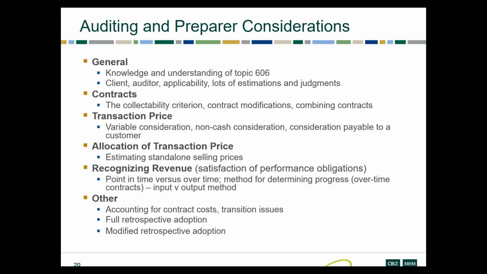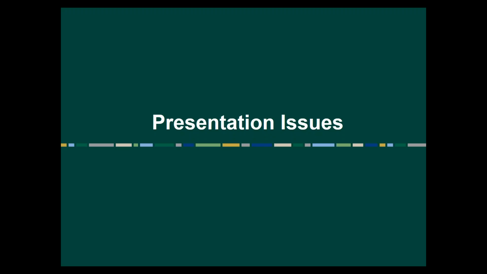And so in general, the other thing to think about is, as we mentioned earlier, transition and thinking about what's going to be most appropriate for each reporting entity. Full retrospective versus modified retrospective. And we talked about the lost revenues example earlier.